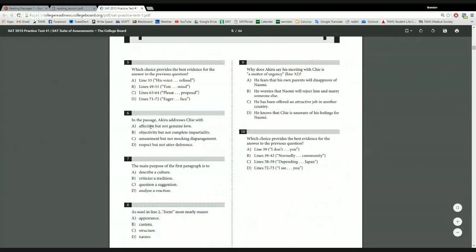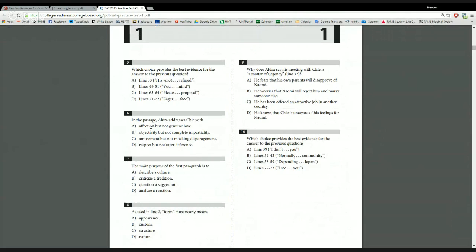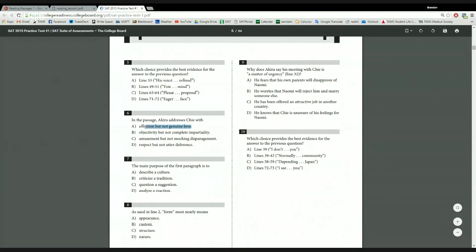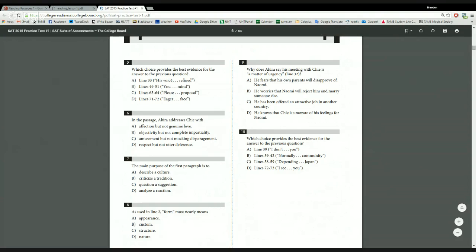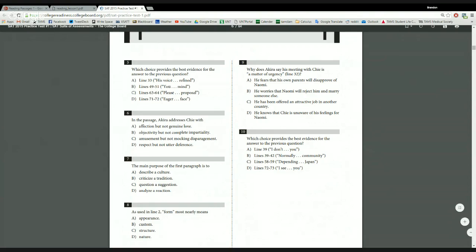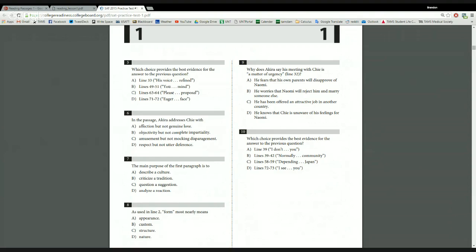6. In the passage, Akira addresses Chi with A, an affection but not genuine love. Does it talk about anything about his feelings toward her, especially with love? That's not mentioned, but you can assume that. Again, don't use your opinion to answer questions. That's incorrect. B, objectivity but not complete impartiality. This is completely based on opinion and not based on what the text says.